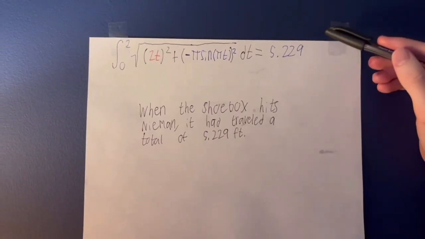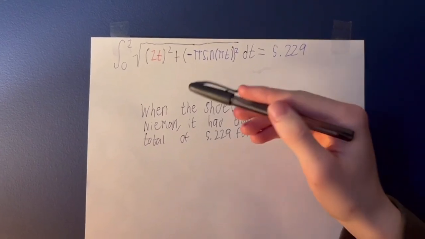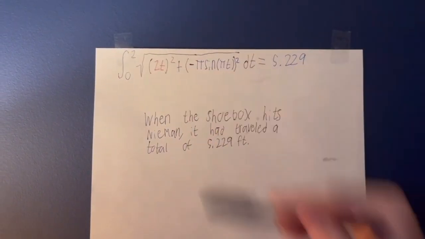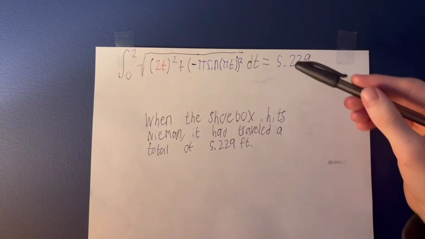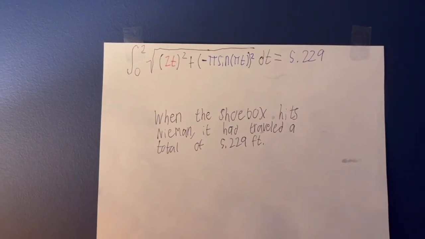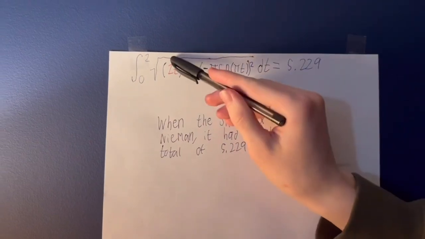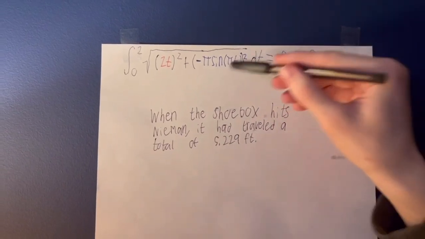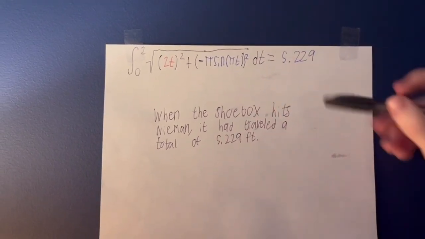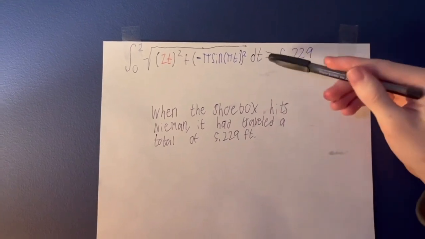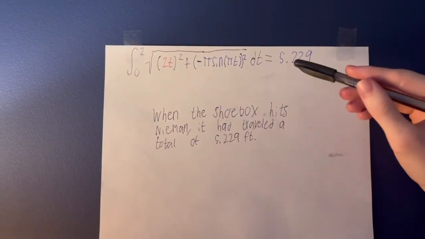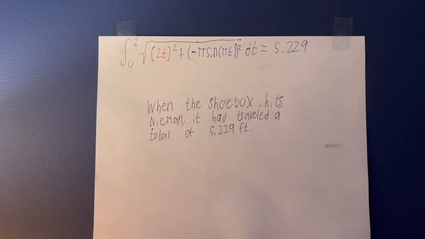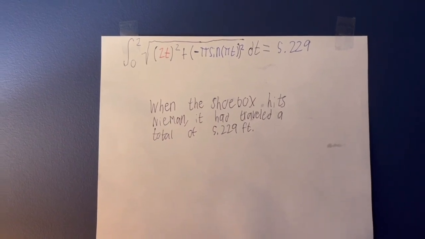Finally, we can find the total distance the shoebox traveled from when it was thrown to when it hit Neiman. It hit him at 2 seconds, so you'd be integrating from 0 to 2. The distance formula, like any equation, is just the integral of the speed formula. So we plug in our dx over dt and dy over dt, just like we did to find the speed, but we leave the equations as they are. It would be very difficult to integrate this by hand, so you'd use a calculator, and you would get 5.229, which means the shoebox traveled in total 5.229 feet before it hit Neiman.